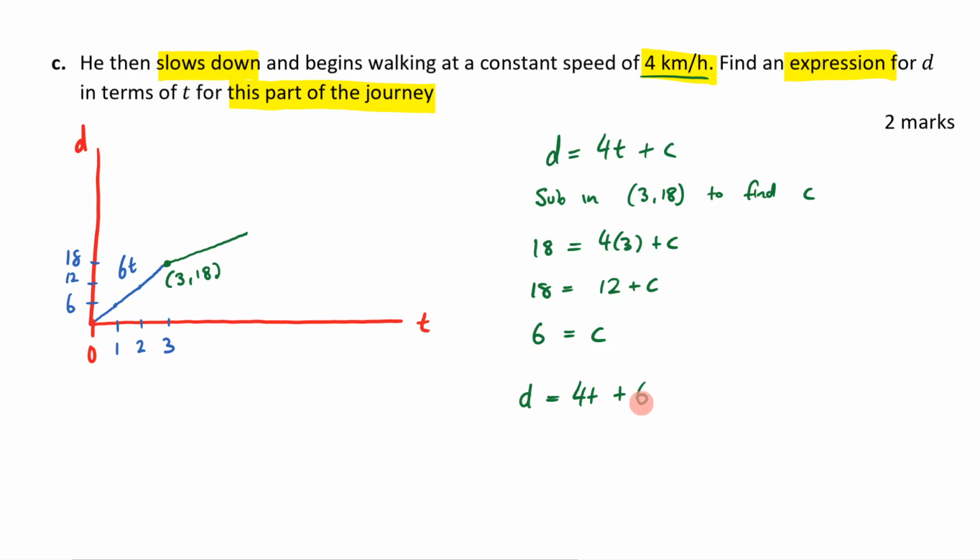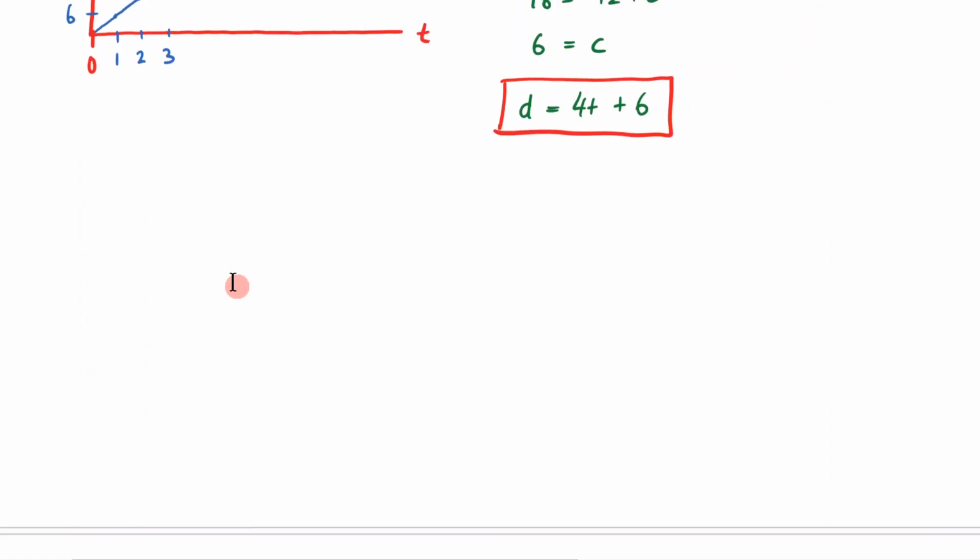Let's put that in a red box because that is my final answer. So as I said, I think the main thing that people will get wrong here is forgetting to find that constant at the end. But don't be one of those people. Use your graph to help you think this through. So let's now also just put in that information here. This is 4t plus 6. Okay, let's keep on going.